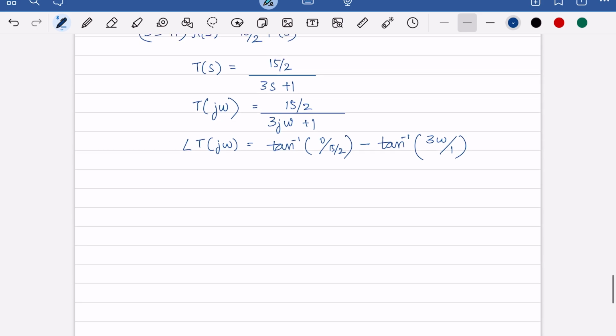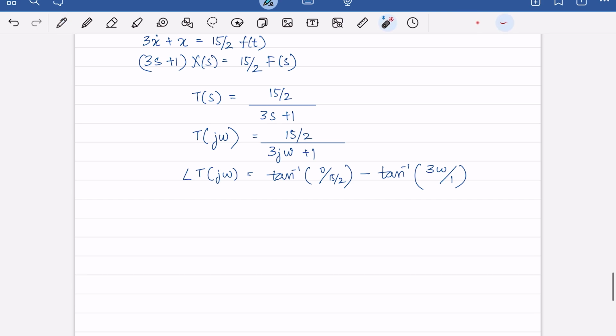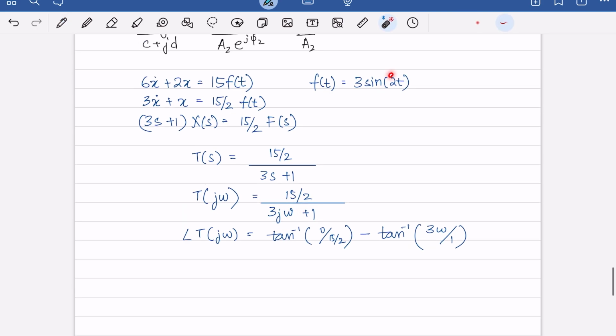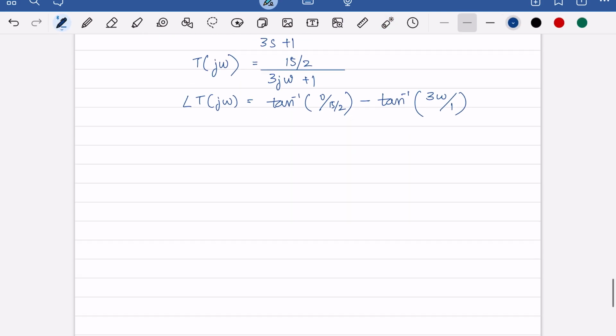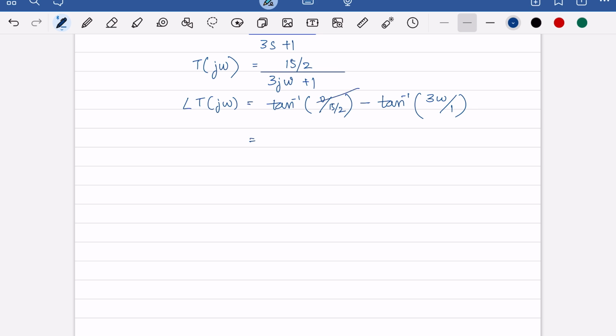So I hope it's clear that this omega here stands for the frequency of the oscillation. If we now substitute these values, this goes away, and then we are left with minus tan inverse of 6, which is equal to minus 1.41. So that's one part of the response from the system.